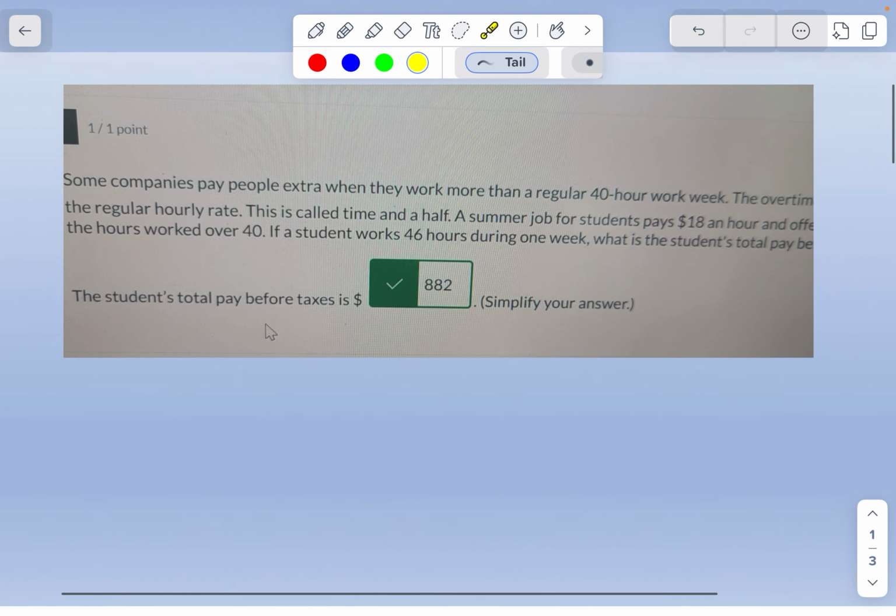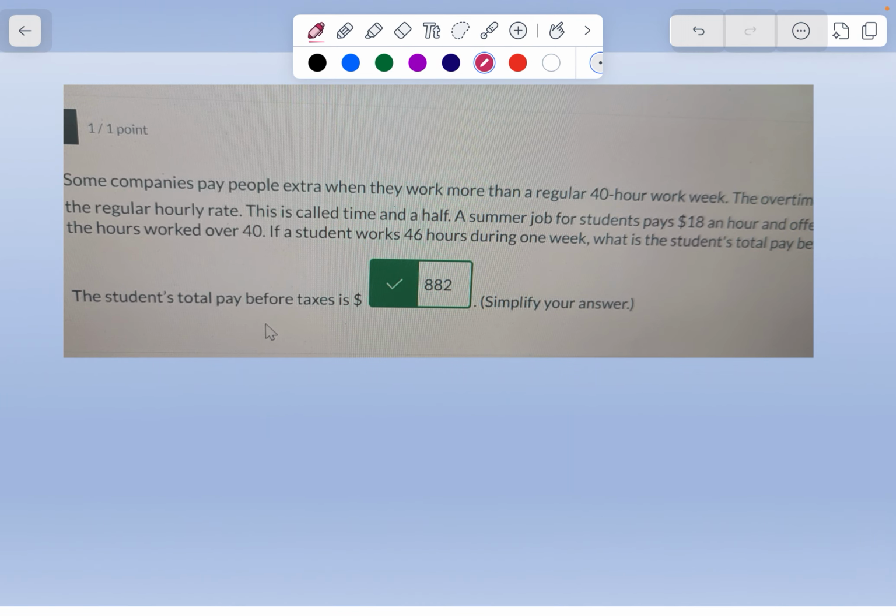Let's take a look at this problem. So if we were working time and a half for anything over 40, there's a few different ways to do this problem. So I'm just going to show you kind of what I think of. We had 40 hours of regular time at $18 per hour. Now we had 6 hours at time and a half. Now you can do 18 times 1.5 to find what your time and a half rate is. It's the 18 plus a half of that.